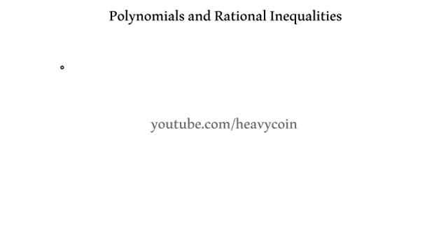Alright, let's look at another one here. We've got x squared plus 6x minus 7 is less than 0. So what I'm going to do here is factor this.